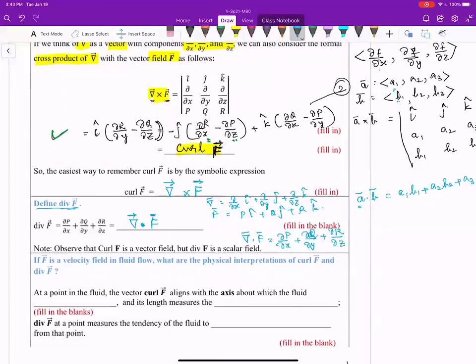Observe that curl F is a vector field, but div F is a scalar field because it's a dot product. Div F is a dot product, so it's a scalar field. Curl F is a vector field because it's a cross product. You know that a cross product is a vector. A dot product is a scalar.